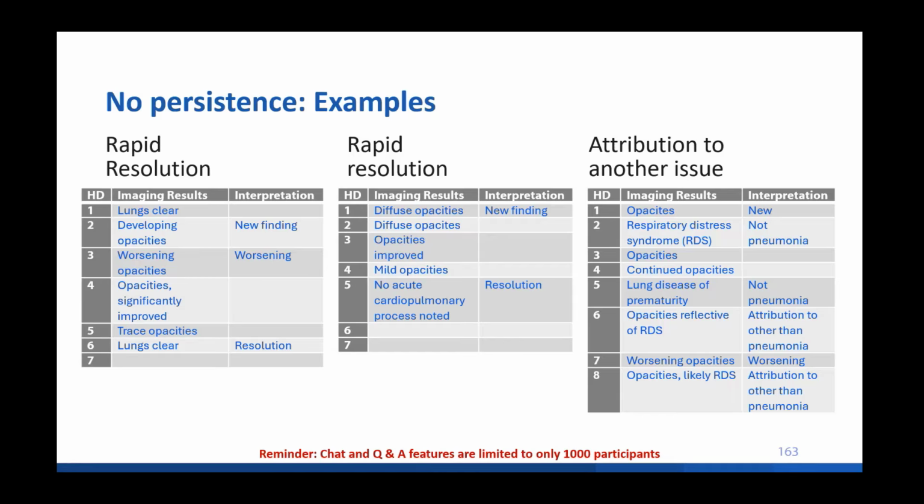In the third example, the findings alternate between opacities and findings of non-infectious disease processes. So the interpretation is that the opacities are representative of the underlying disease process. The clinical scenario in this example is a premature neonate with underlying lung disease related to prematurity.